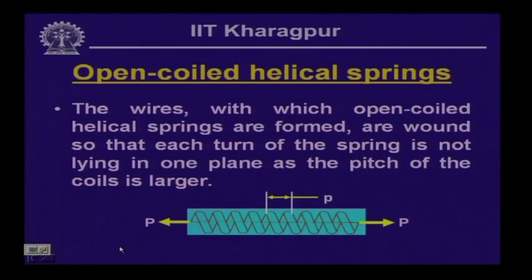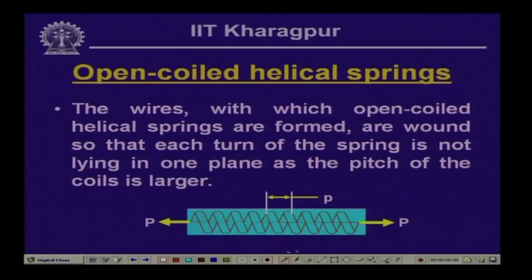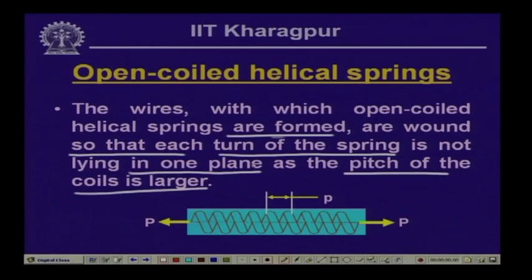Thereby, we define the open coil helical spring as one in which the wire is wound so that each turn of the spring does not lie in one plane, as the pitch of the coils is larger. As you can see over here, the pitch is the distance between these two helices. We have defined this as small p. In case of a closed coil spring, this p is very small.